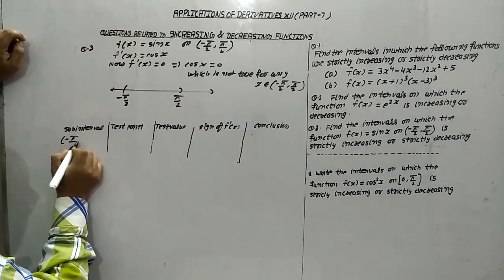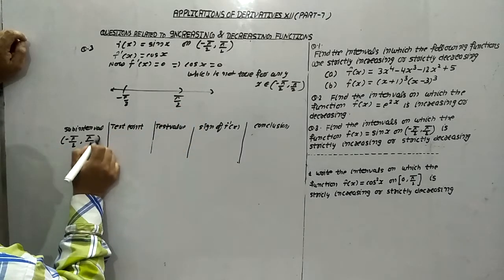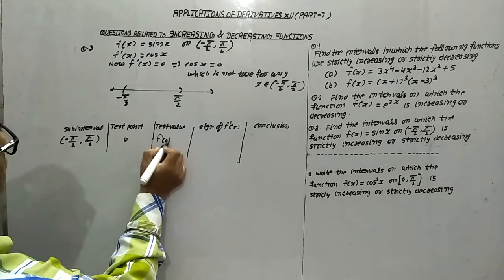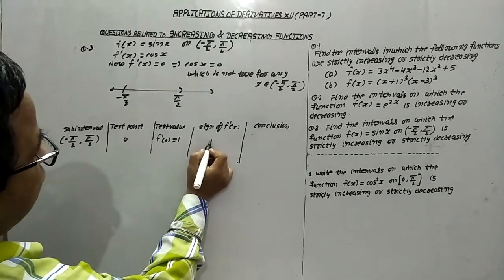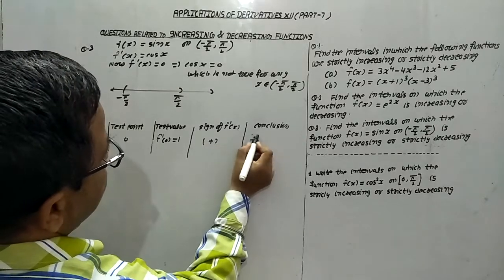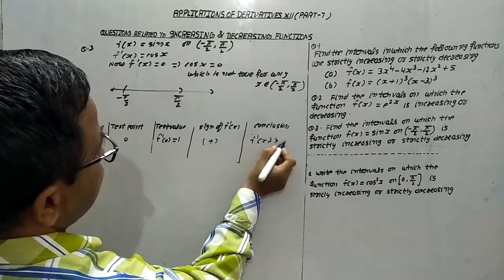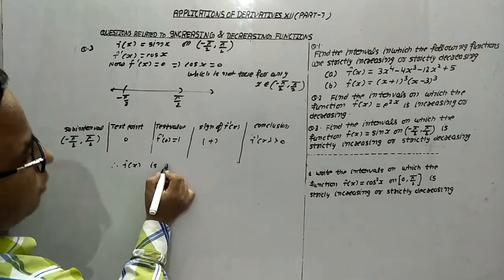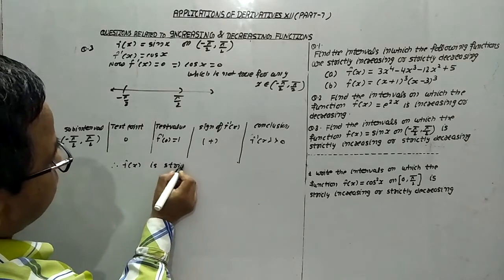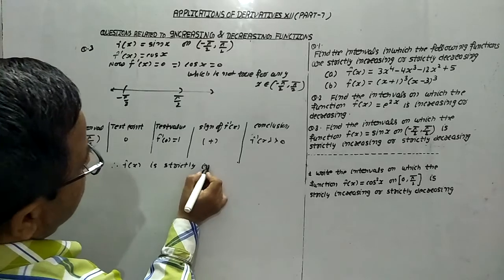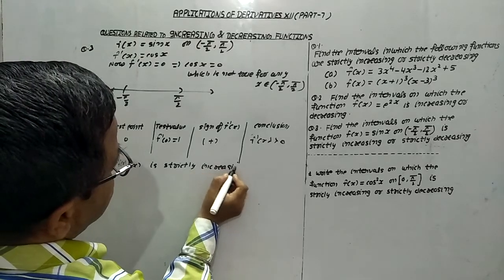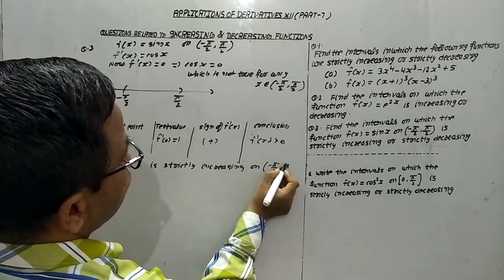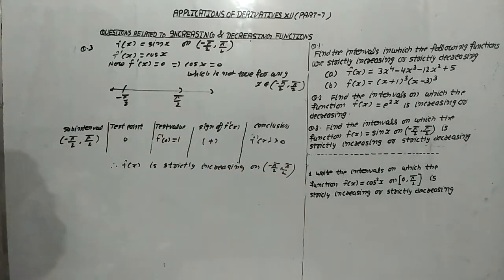So the subinterval is minus pi by 2 to pi by 2. Test point 0. It means f dash 0 is 1, which is positive. It means f dash x is greater than 0. Therefore f x is strictly increasing on minus pi by 2 to pi by 2. So this is the way to do this type of questions.